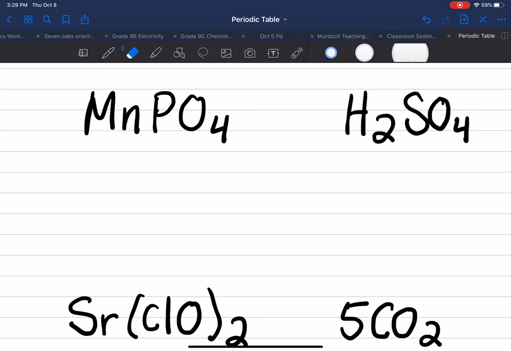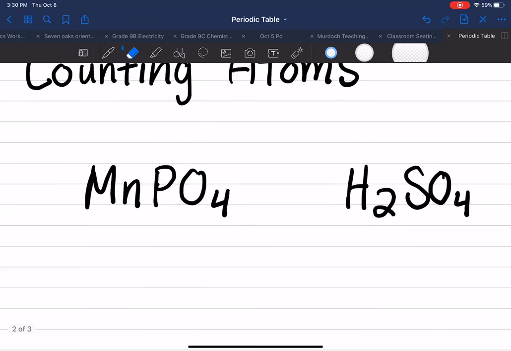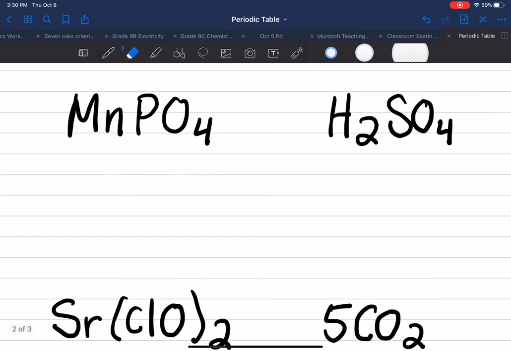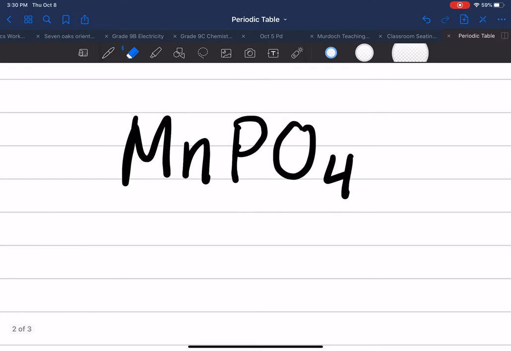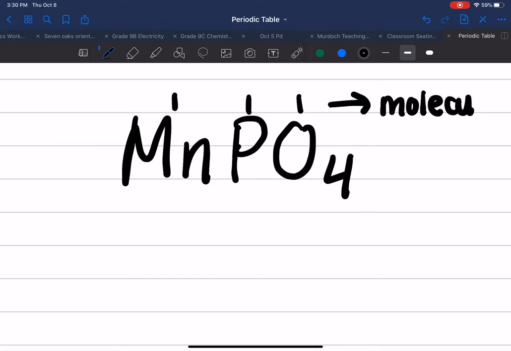I saw some students having trouble understanding how to count the atoms, so I'm just going to go over some examples here of counting atoms. We're going to zoom into one focus here with magnesium phosphate. So it's a type of molecule. All these individual atoms make a molecule. And one atom by itself is just an element, okay?